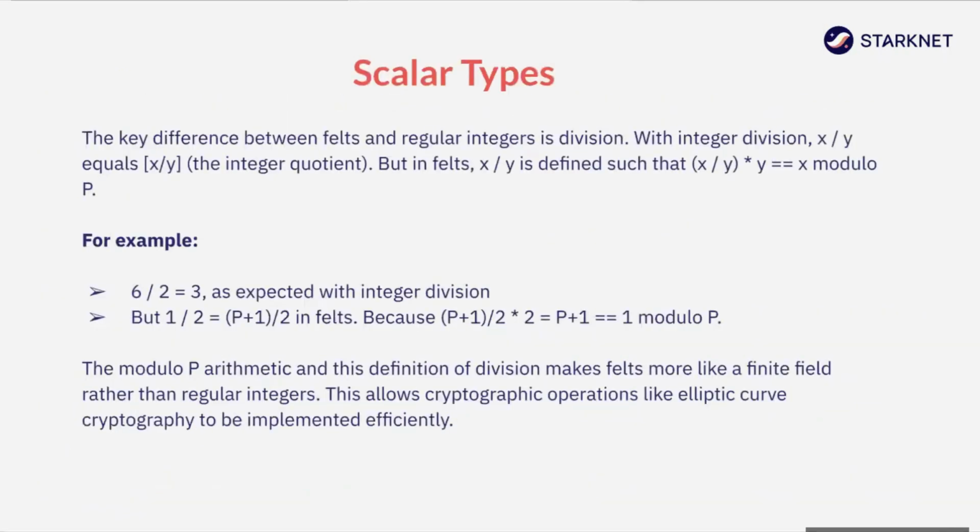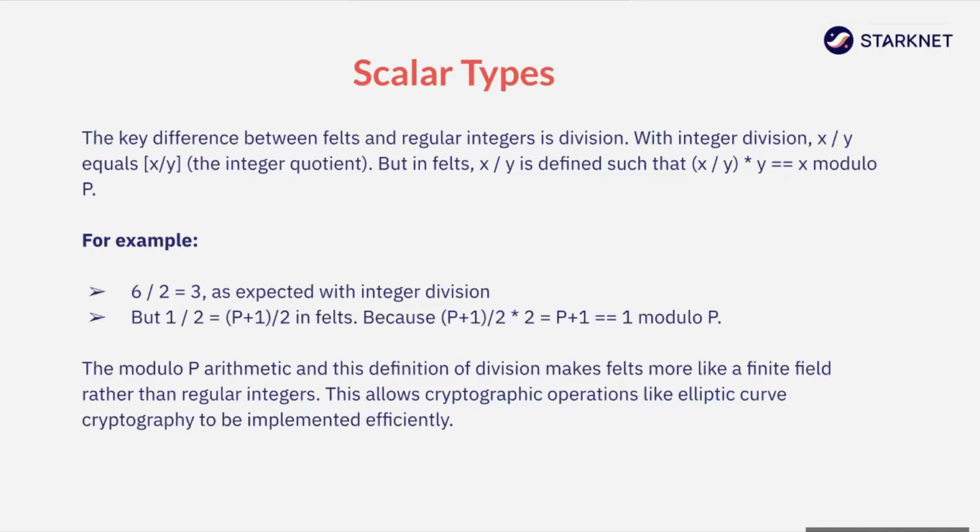So now, the difference between felt252 and the regular integer. When you're dealing with arithmetic using felt, under the hood it actually uses modulo P. If you're doing addition, subtraction, multiplication, it all executes your arithmetic in modulo P, where P is the prime number, right? Now, a very important key difference between felt252 and the regular integer is division.